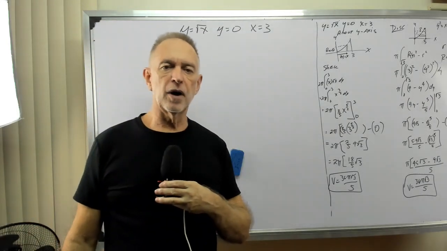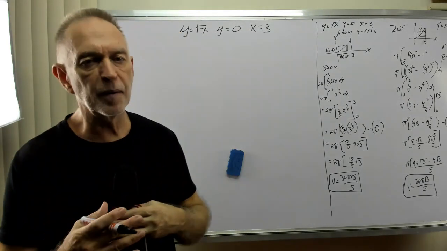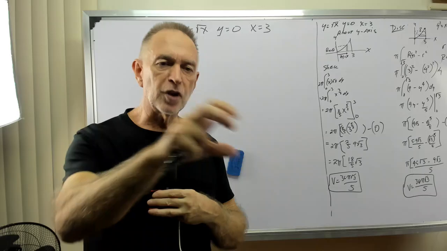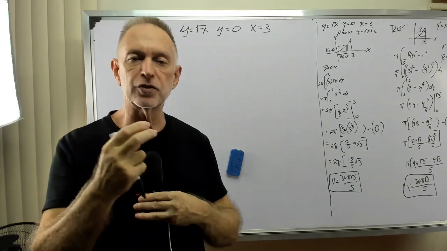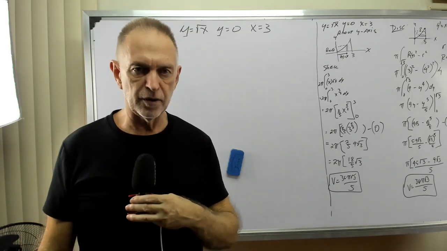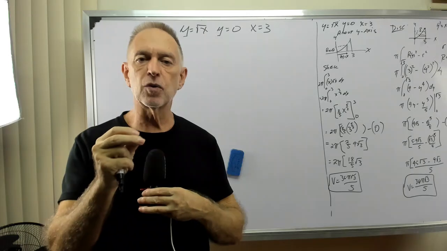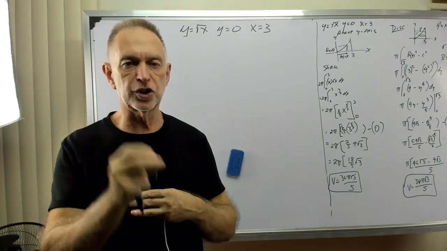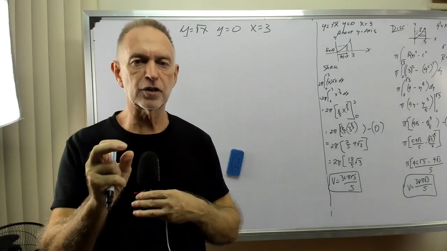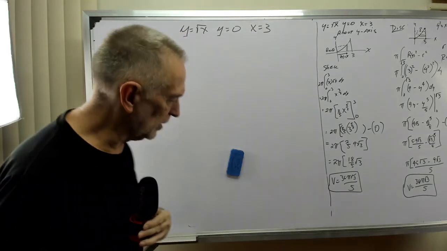Hey guys, Dr. Brown here, and tonight we're talking about revolving some shape about an axis and trying to calculate the volume. Specifically, we're going to look at two methods, the shell method and the disk method. Okay, so let's get after it.